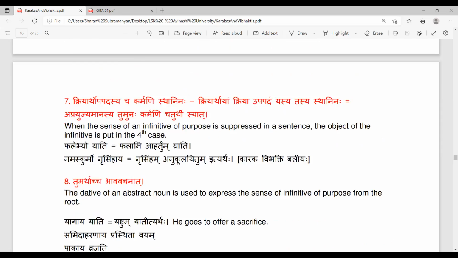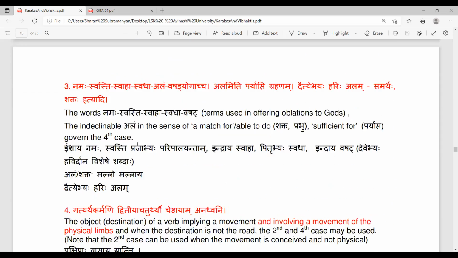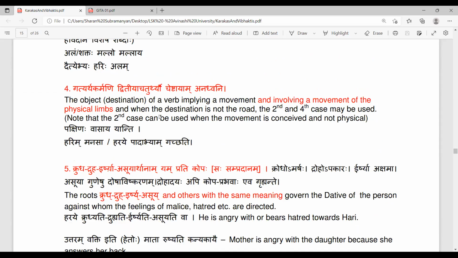Upapada vibhakti, what are the examples? Namaha, swasti, etc. Those are good examples for upapada. When the words namaha, swasti, swaha, swadha, all these are distinctly present, then it will govern chaturthi vibhakti. Okay. With this, chaturthi vibhakti is done. We can talk a little more on that, but no time. So we have to complete the topic. So this much is enough.